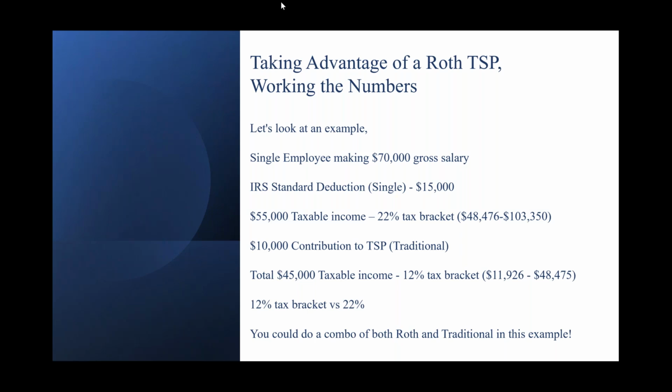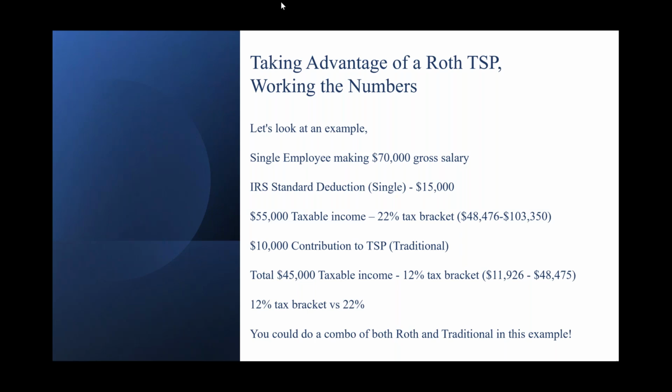So let's look at the numbers. This example is a single employee making $70,000 a year as their gross salary. Now, everybody gets this gift from the IRS called the standard deduction. And if you're single this year, the standard deduction is $15,000. So what does that do? That brings their taxable income down to $55,000.